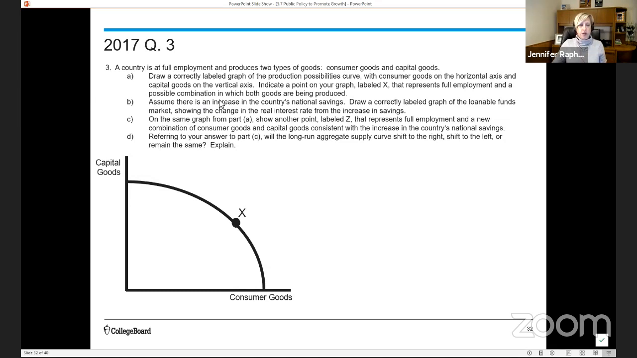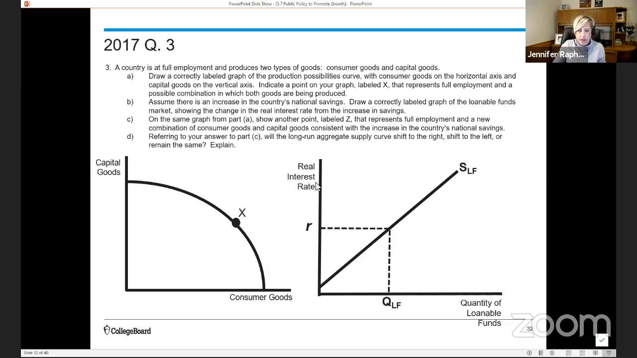Okay, and then we're told, assume there's an increase in the country's national savings. Draw a correctly labeled graph of the loanable funds market to show a change in the real interest rate from the increase in savings. Okay, so we've already done this. We have a real interest rate, quantity of loanable funds. We have an upward sloping supply of loanable funds curve, a downward sloping demand for loanable funds curve. We have our equilibrium real interest rate and quantity of loanable funds. So there's our graph. That's our correctly labeled graph.